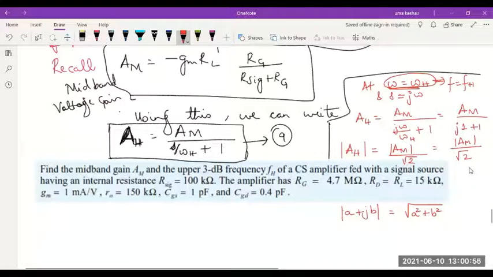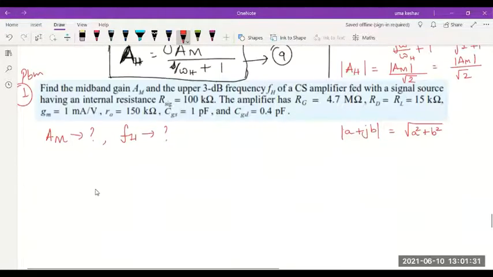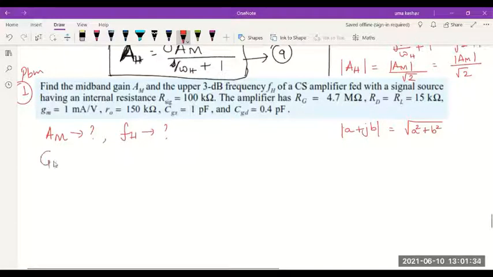So let me take up some problem here. Problem 1. You can note down the problem. Find the mid-band gain AM. So what are we supposed to find? We are finding AM and upper 3 dB frequency FH. We have to find FH of a common source amplifier which is fed with a signal source having internal resistance Rsig. What is given?